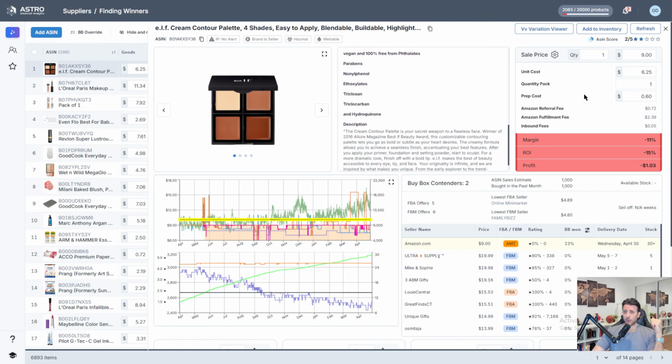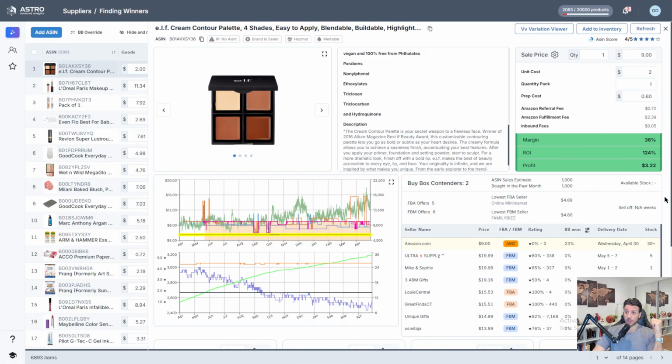A breakdown of the profit. This one obviously is not profitable. You can see we sell it for $9. $9 is the cheapest price. That's Amazon actually selling it. And we get it for $6.25. So it's not profitable. If we were getting it for like $2, obviously it'll be quite profitable. But it's not profitable at the moment.